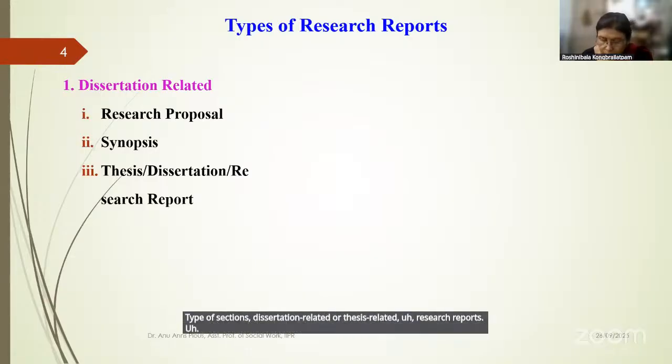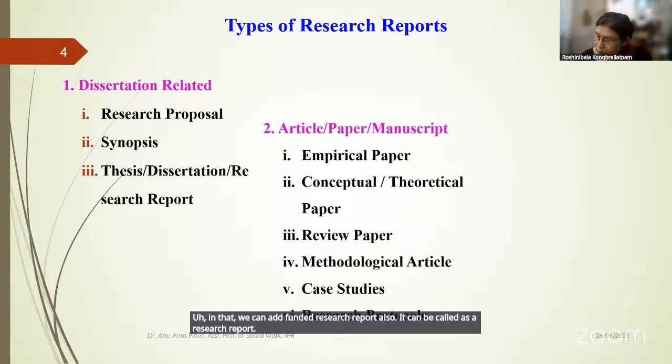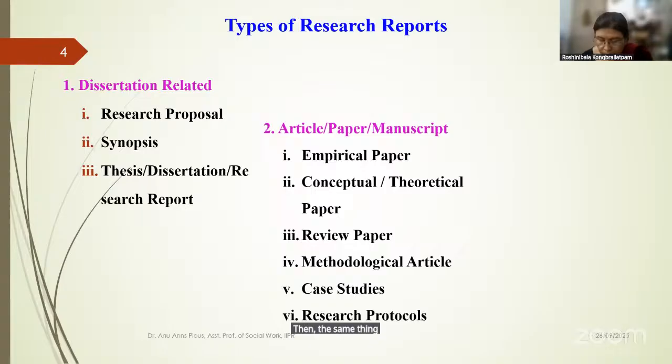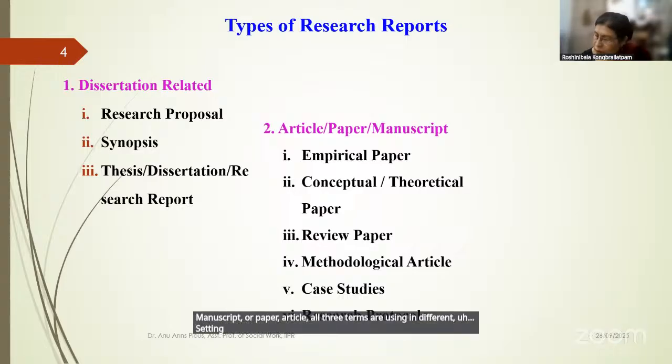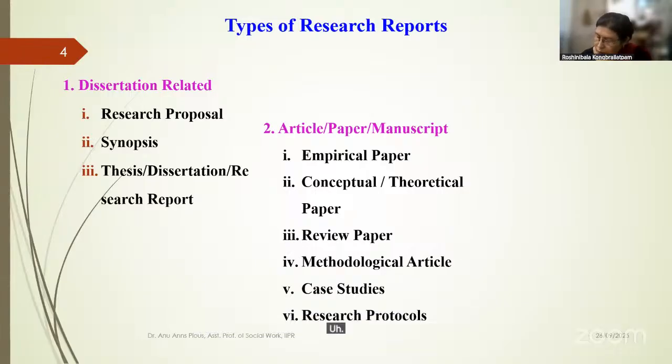In that we can add the funded research report also. It can be called a research report. Then the same thing, if you're going to publish it as a manuscript or paper or article, all three terms are used in different settings by different journals and universities. Whatever it is, all of them are intended to have the same meaning. So we have to write a small write-up, which is known as a paper or manuscript or article, to be published in a journal.